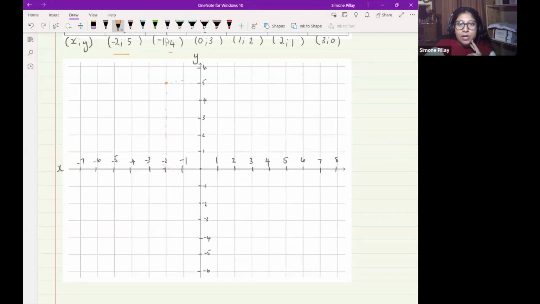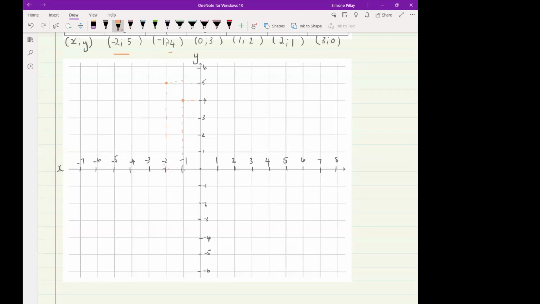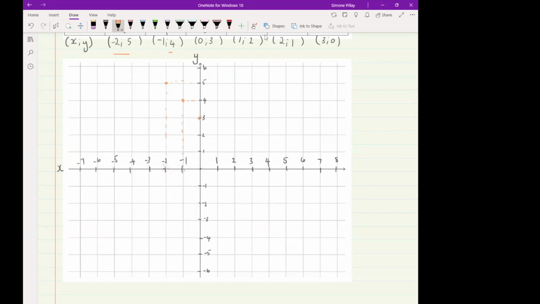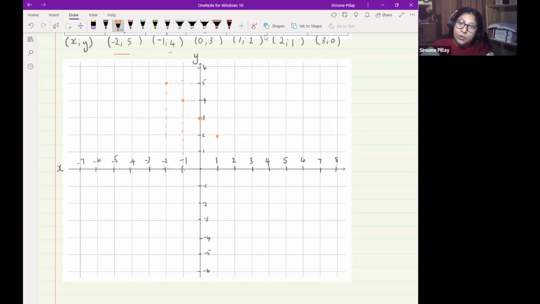Next point, -1 and 4. X-axis, -1. We're going to go to the 4 over here. -1 and 4. Next point is 0, so 0 is on my x-axis over there, and then I'm going up to 3 on my y-axis, which is going to be right there. We have 1 and 2, and then 2 and 1, and then 3 and 0.